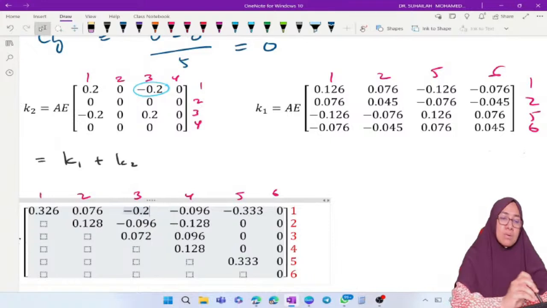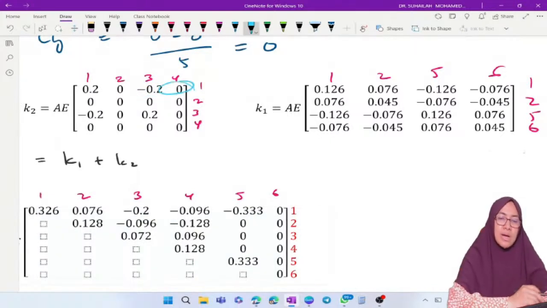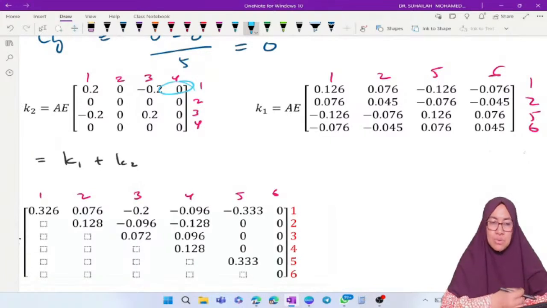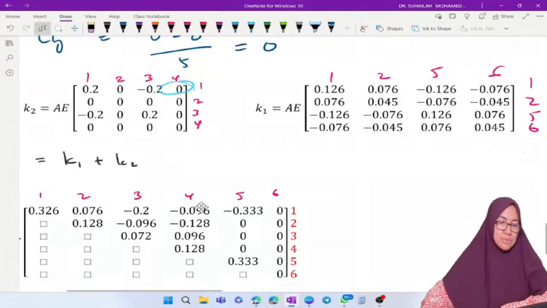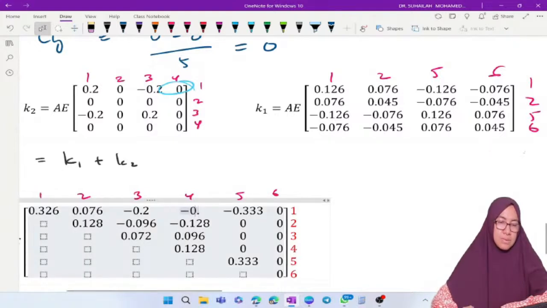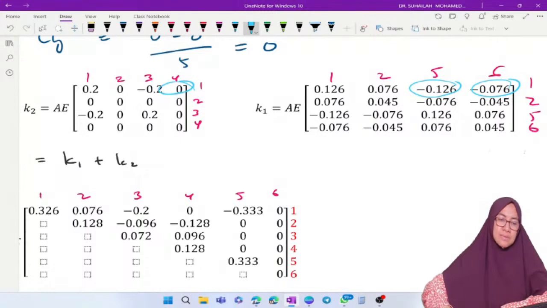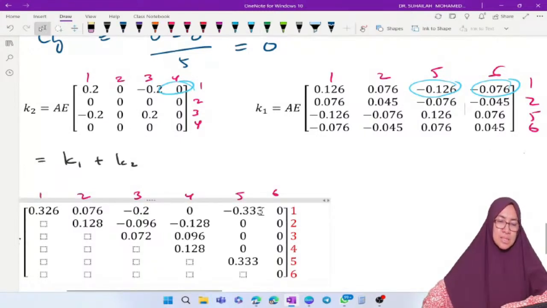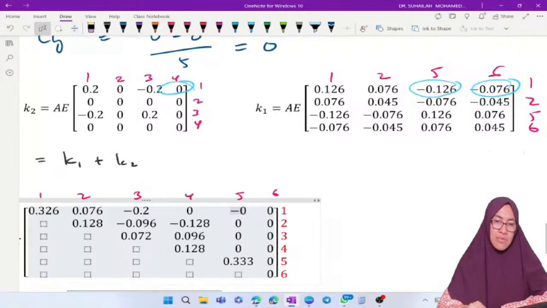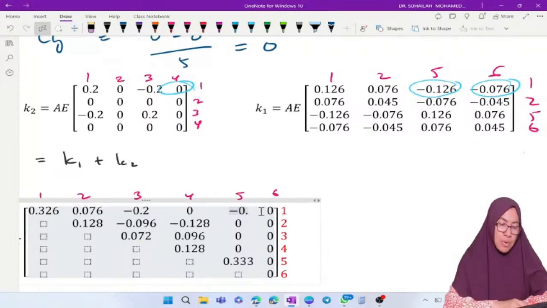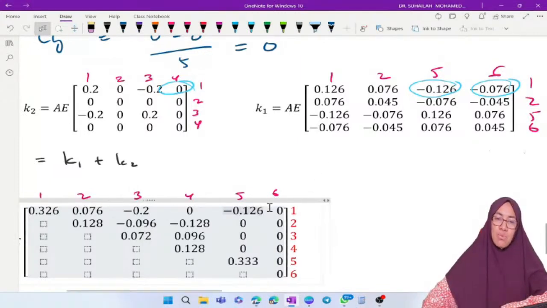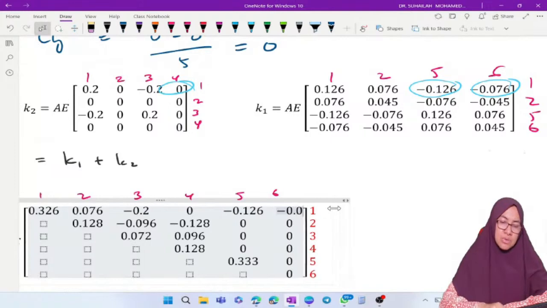1, 4 is 0. Then 1, 5, we get from K1. This is 1, 5 and this is 1, 6. 1, 5 is negative 0.126, and 1, 6 is negative 0.076.